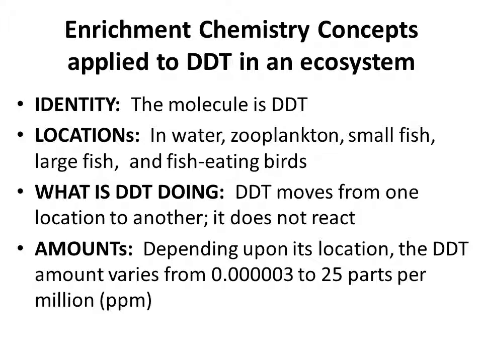So let us apply my enrichment chemistry concepts to this DDT ecosystem. First question, what is the identity? That's simple, the molecule DDT. Next question, what are the locations? Well, you've seen them: water, zooplankton, small fish, large fish, fish-eating birds. And what is the DDT doing? It is moving from one location to another, and it certainly does not undergo reactions. It's inert. And then a much more difficult question, which requires analytical chemistry measurement, is the amounts in these different locations. As you've seen on the preceding image, the amounts vary enormously from 0 point something parts per million in water to 25 parts per million in birds.